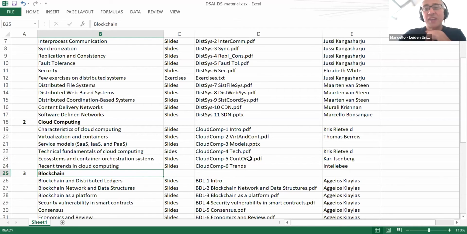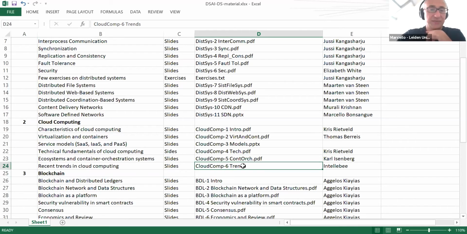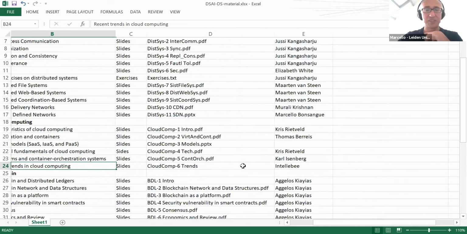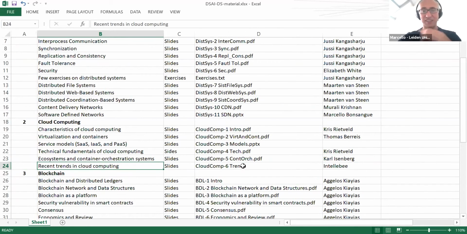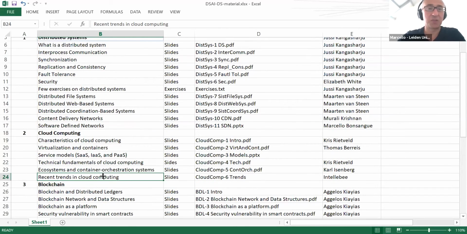And finally, there are some very light slides on recent trends in cloud computing, about which I must say there is not very much to be said. Cloud computing is going to become more and more popular, and on top of the service models there will also be business as a service models on top of it. So that's basically all about cloud computing, because it's just building on top of distributed systems.